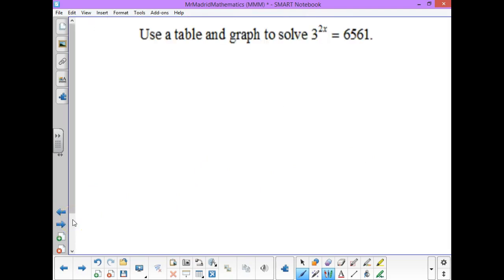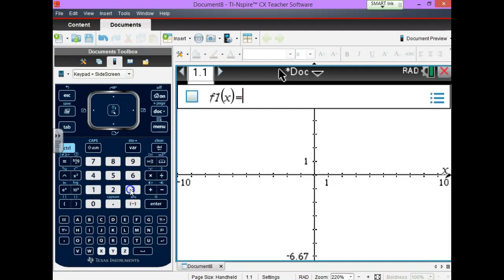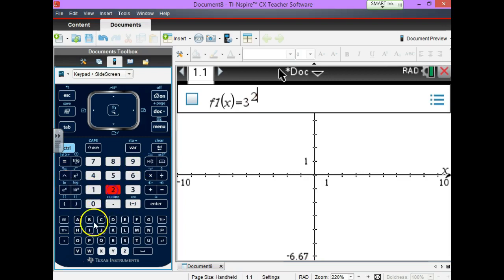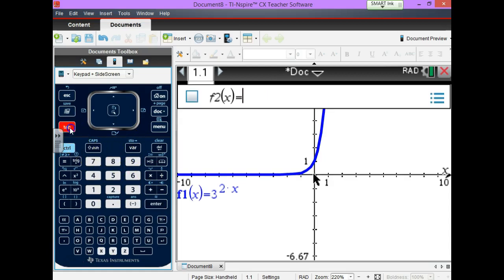Looks like this may be the last example here. This next one says use a table and graph to solve the following problem. Although there are multiple approaches, we're going to be literal and follow these steps. The first thing I'm going to suggest is enter this in the calculator as your first function y1 and this as your second function y2. So 3 to the 2x. We'll hit enter, tab.